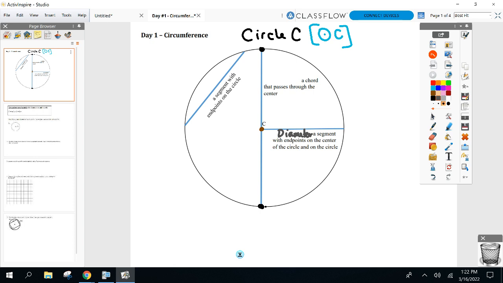Well, what if it doesn't go through the center? Take a look at my segment over here. What if it's still a segment on the circle, but it doesn't go through the center? I don't think you've heard of this one, so I'm just going to tell it to you right now. Anybody ever heard of a chord in a circle? A chord.